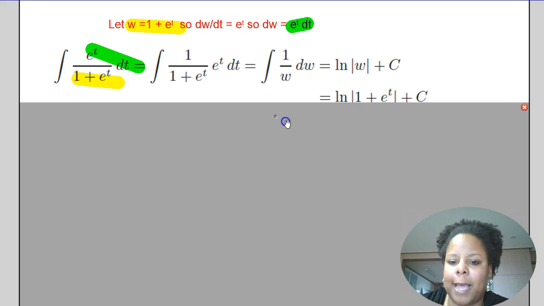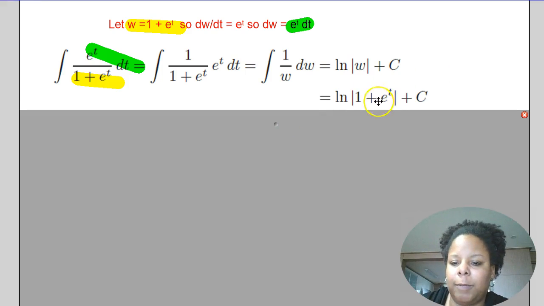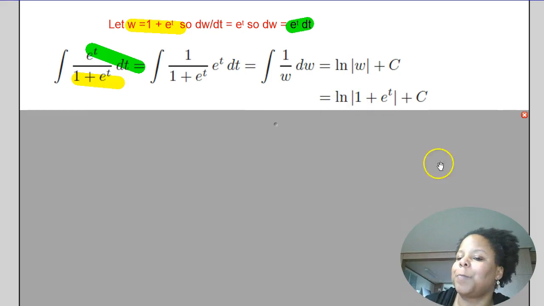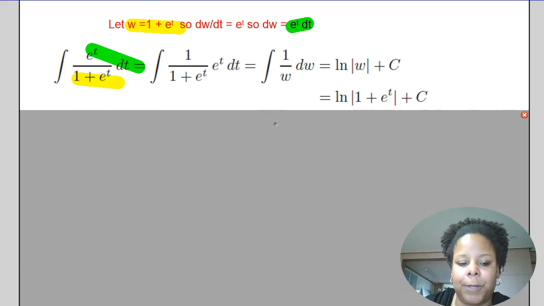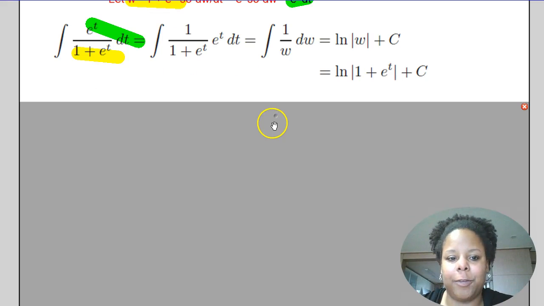And then because we have what w is equal to, our final answer, we have to always return it back to the variable that we were talking about, is this answer, which is natural log of 1 plus e to the t. Okay, let's try another problem.